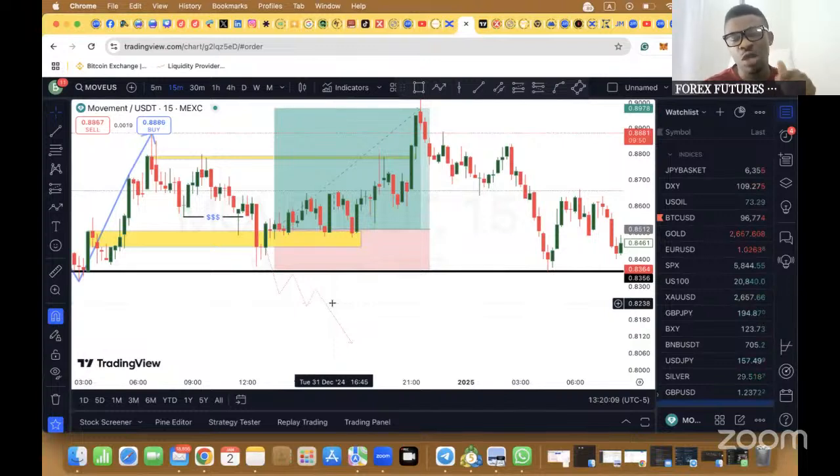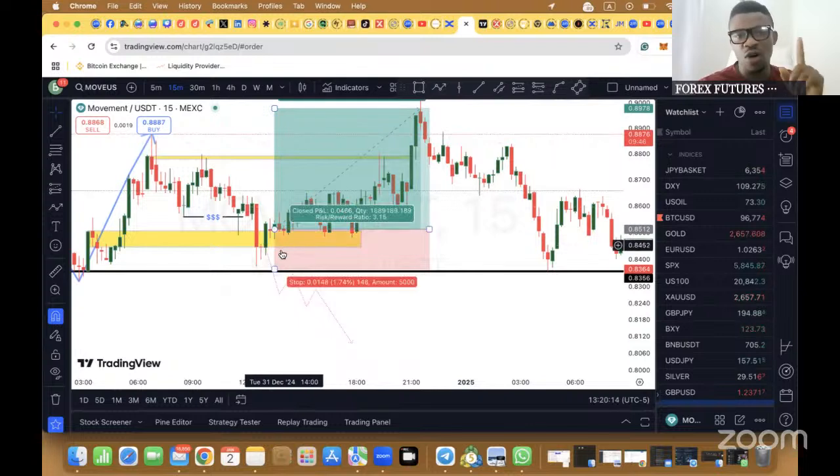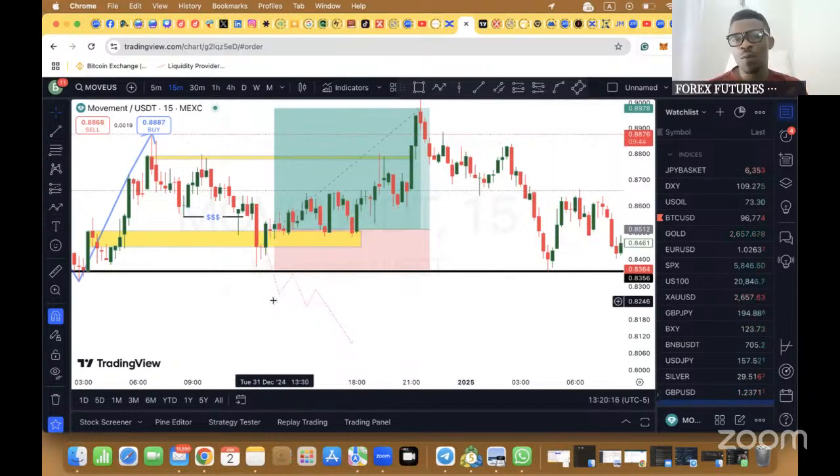Not on M30 and M15. No. This has to be clear. The breakout must be clear with an H4 candle. An H4 candle breakout is something you want to pay more attention to, not the M15 one or M30. It can be a fake out.